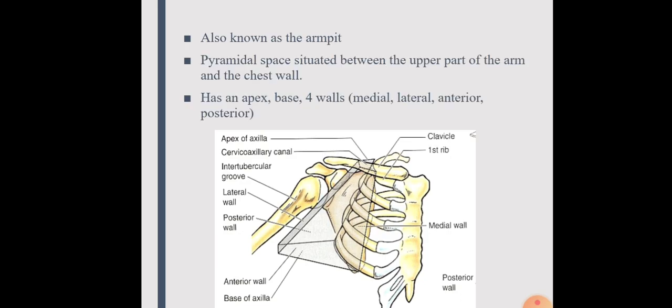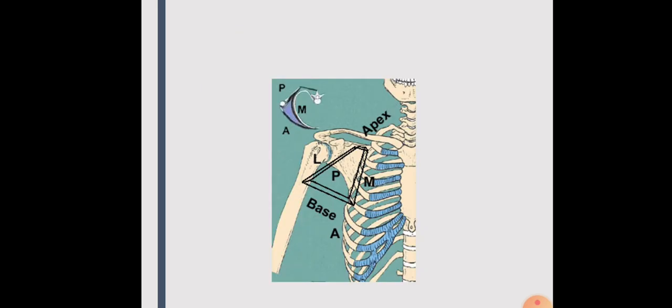The axilla is a pyramidal space. It has an apex, base, medial wall, lateral wall, anterior wall, and posterior wall. Let us start by detailing, one by one, the boundaries of the axilla. The apex is located here. The apex connects the neck with the upper limb.